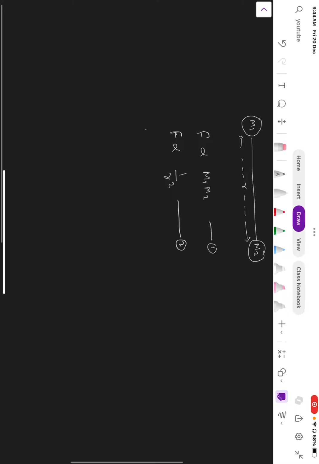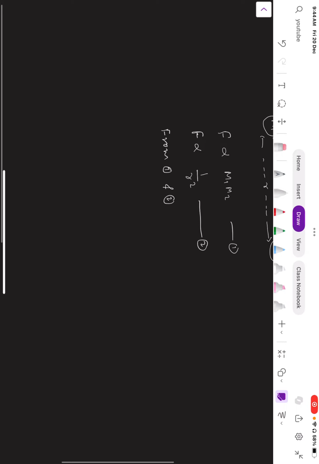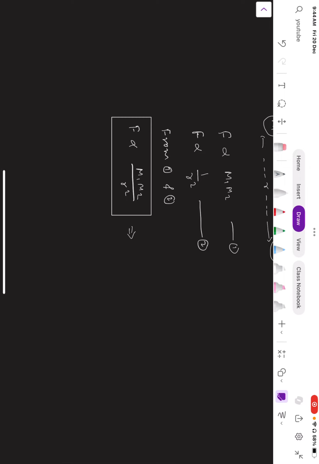If you merge the first and second equation, we get that F is proportional to m1 m2 upon r square. This is the formula, and by this formula we get F is equal to G m1 m2 by r square. This is Newton's formula, which is given by Newton.